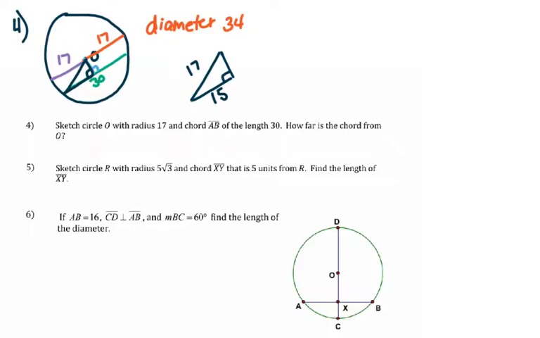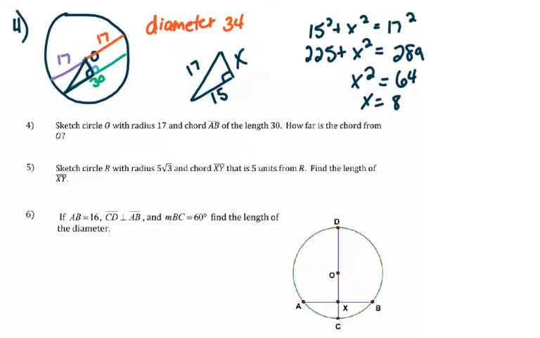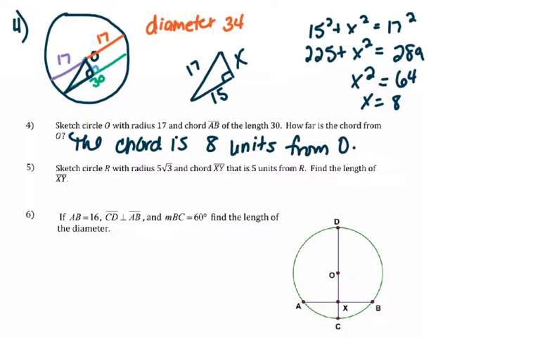So if you haven't recognized this as a Pythagorean triple, it's not as common, but you can do the work if you need to, and you're going to find out that it's equal to 8. So the distance from the center to the chord is 8 units.